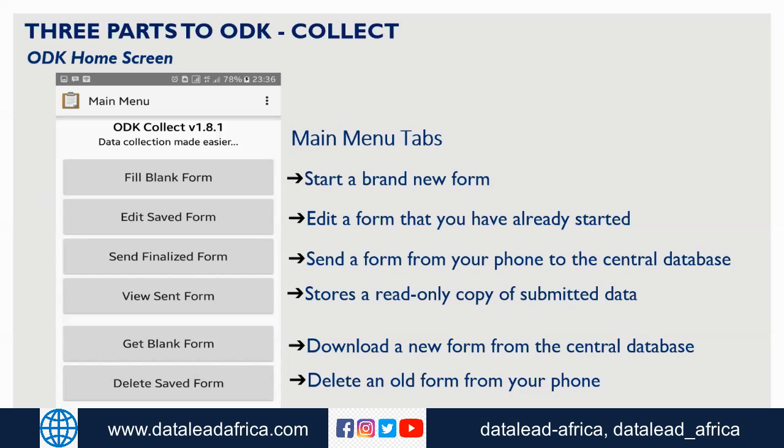Let's say while you were on the field as an enumerator collecting data, the lead researcher created another questionnaire on the platform. All he needs to tell you is to go back and get blank form. So you can come again and get blank form. The new questionnaire he has deployed will show again. Then you select.